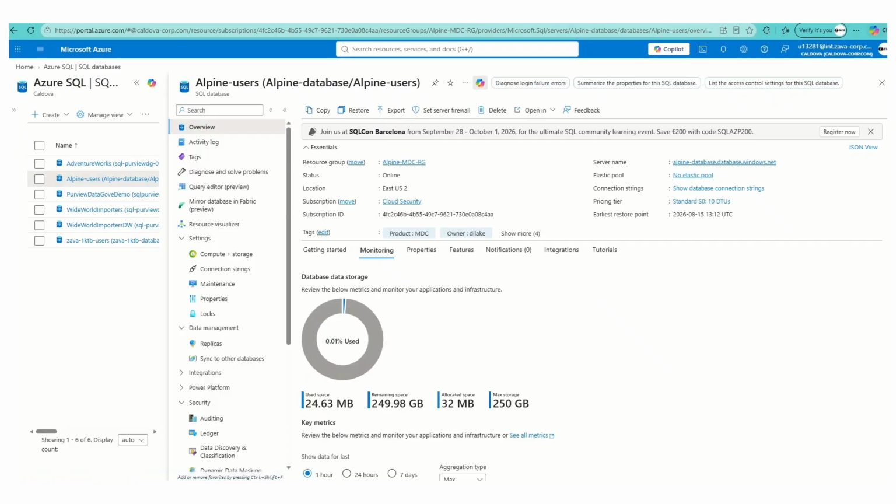Let's set the stage over here. Going with our fictitious company, Contoso Financial Services secured their Azure SQL environment with Microsoft Entra authentication, private endpoints, and customer managed encryption keys. We saw all that in the previous video.